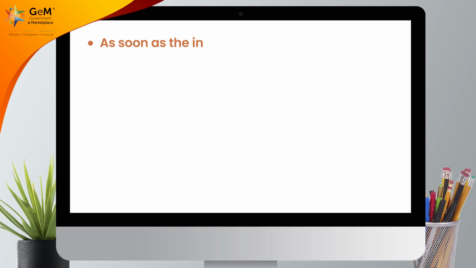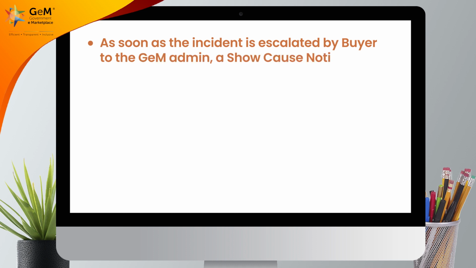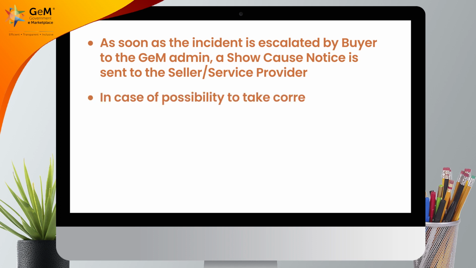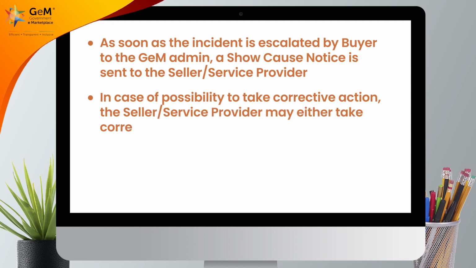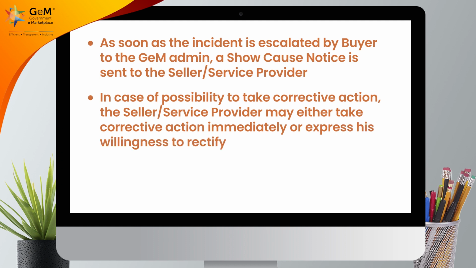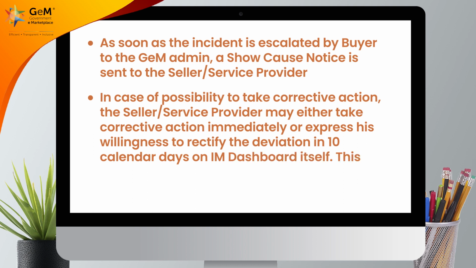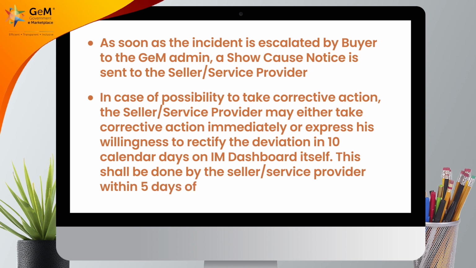As soon as the incident is escalated by buyer to the GEM admin, a show cause notice is sent to the seller service provider. In case of possibility to take corrective action, the seller service provider may either take corrective action immediately or express his willingness to rectify the deviation in 10 calendar days on the IM dashboard itself. This shall be done by the seller service provider within 5 days of receiving the show cause notice.